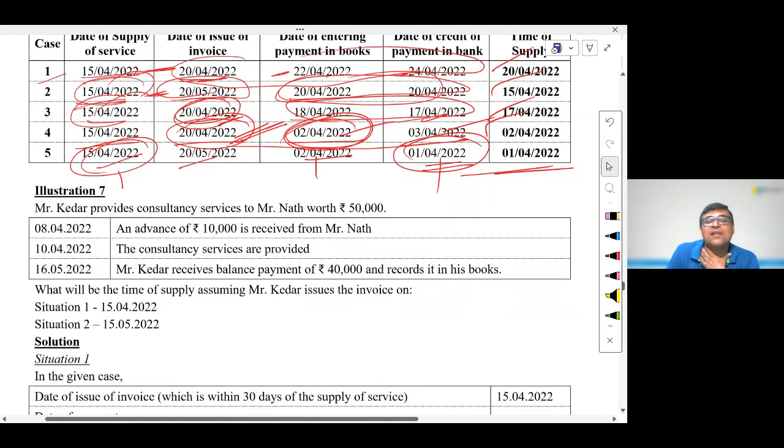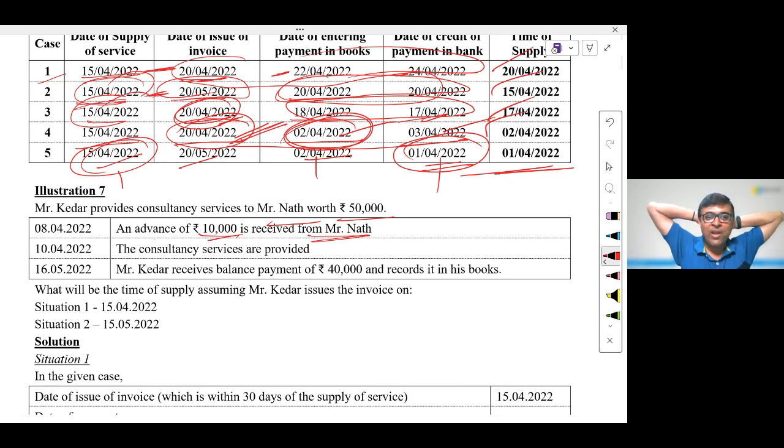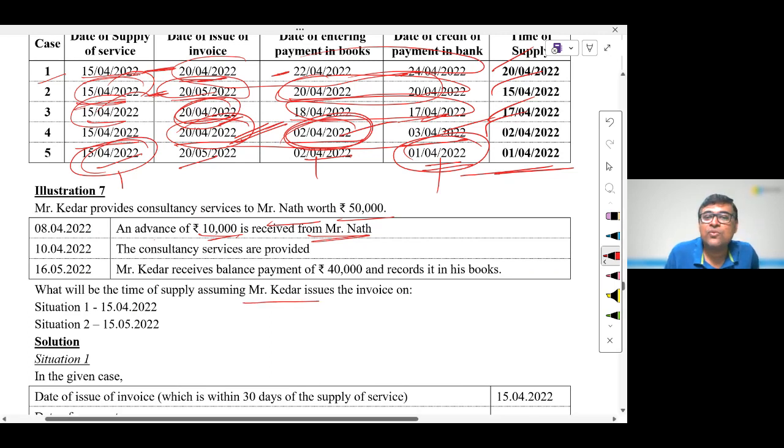Mr. Kedar provides consultancy services to Mr. Nath worth rupees 50,000. On 8th of April, an advance of rupees 10,000 was received from Mr. Nath. On 10th of April, the consultancy services are provided. On 16th May 2022, Mr. Kedar received balance payment of rupees 40,000 and recorded it in his books. What will be the time of supply, assuming Mr. Kedar issued the invoice on 15th April 22 or 15th May 2022?